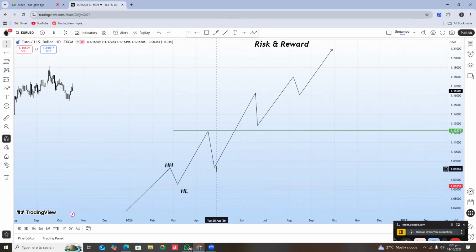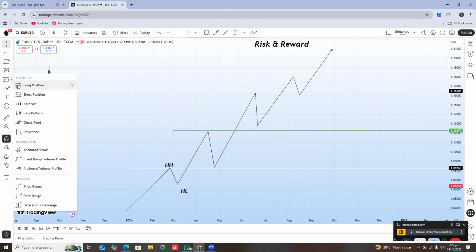I enter on the higher high. My stop loss is what? Below the higher low. My take profit is around the current higher high. So now let us check if what we have done here makes sense. Because remember we said that at any point, your stop loss must be smaller than your take profit. We can calculate that.